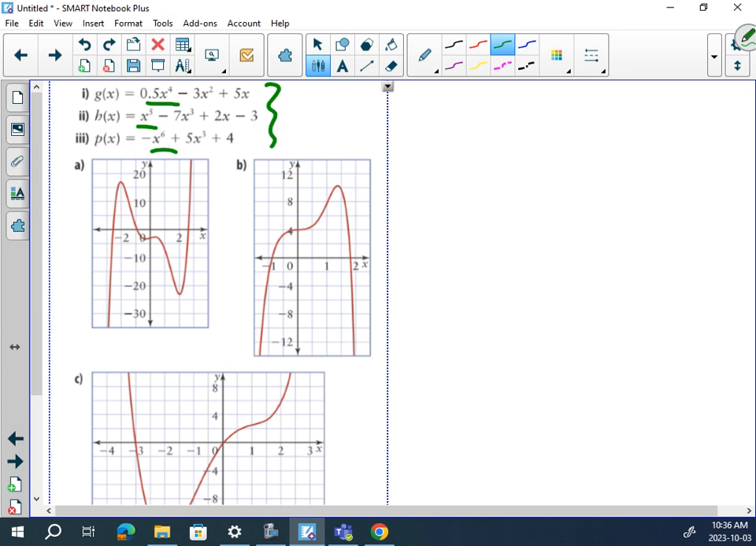And so if I look at just this first graph, I can see my graph goes 1, 2, 3, 4, 5 different directions, which means that it is going to be a degree 5 or higher function. And when I say degree 5 or higher, I mean odd. So right off the bat, I know that's going to be this equation here.